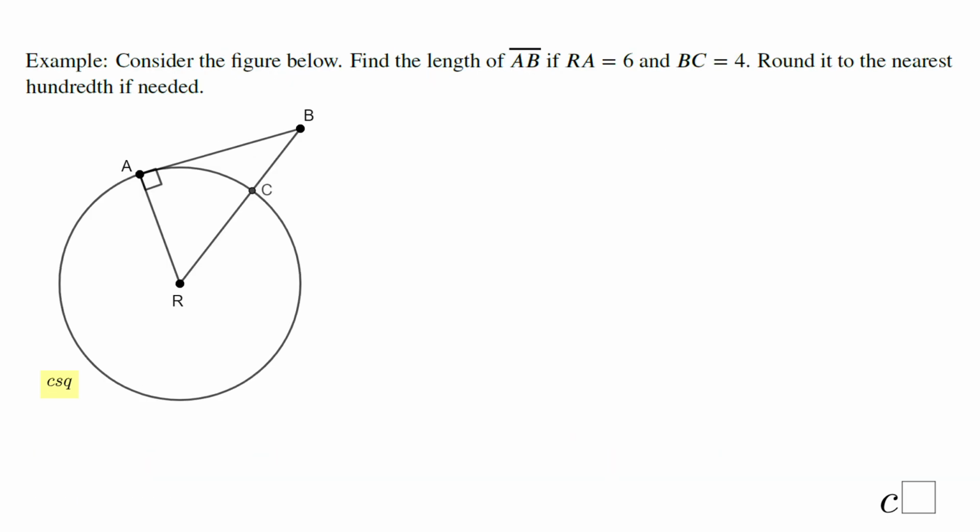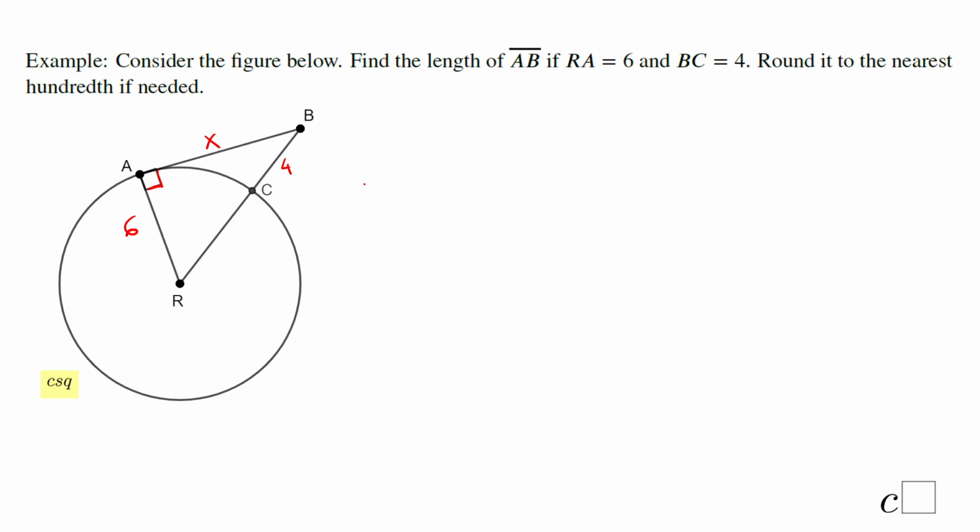So now, first example of a problem that you need to know about a tangent. If you take a look here, it says consider the figure below, find the length of AB. I'm going to call it X. And AB is a tangent to the circle R. How do we know that? We notice this right angle here. RA is 6 and BC is 4.